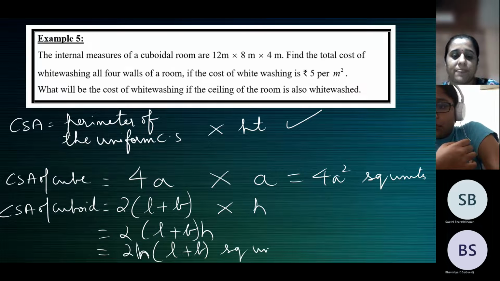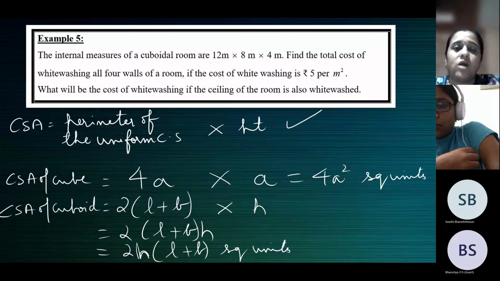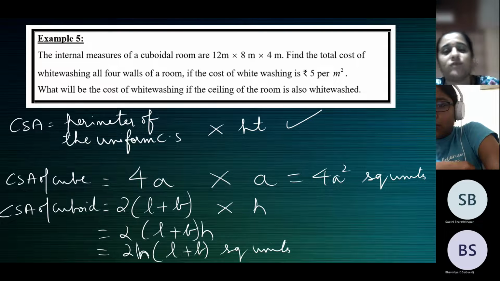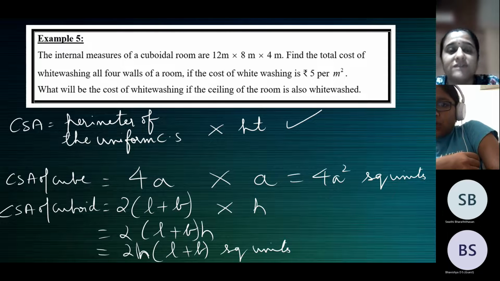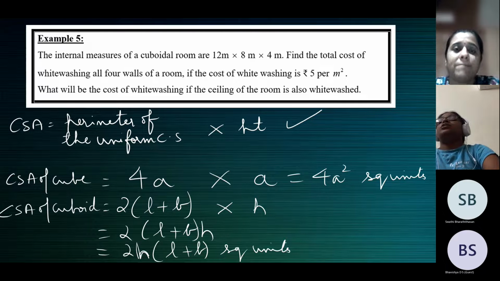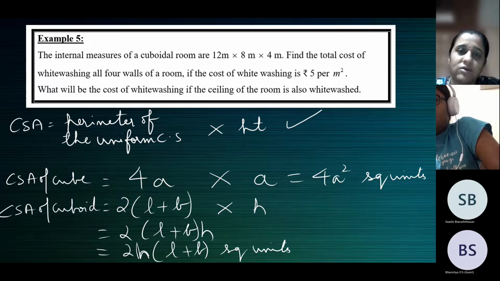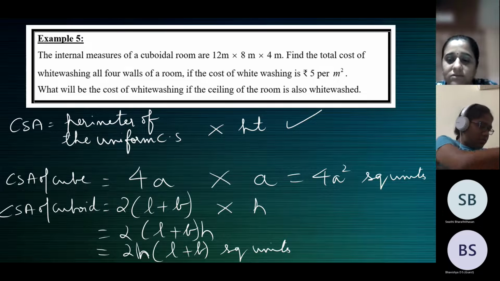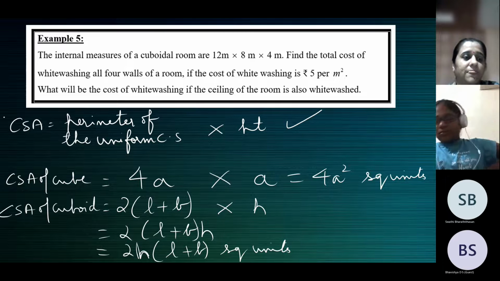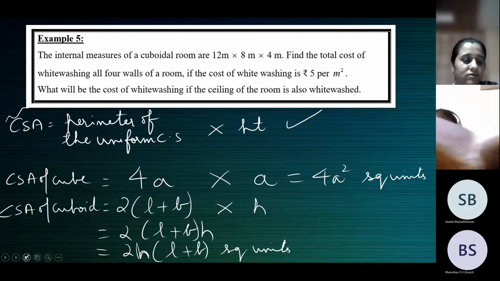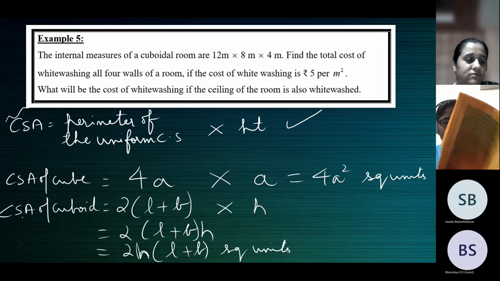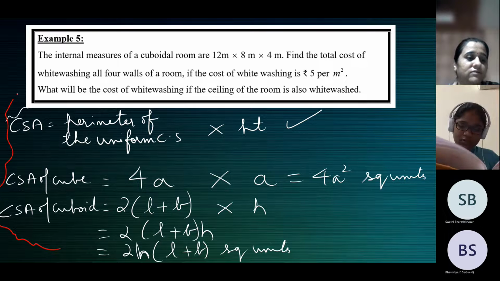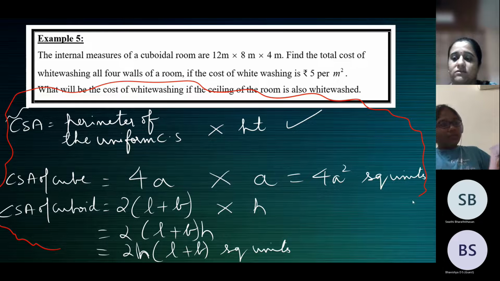Square units. So what you must remember is: volume is equal to the area of the uniform cross section into height. Curved surface area is equal to the perimeter of the uniform cross section into height. Please make a note of this, children. Just write this and put a cloud around it. You understand when I say a cloud?